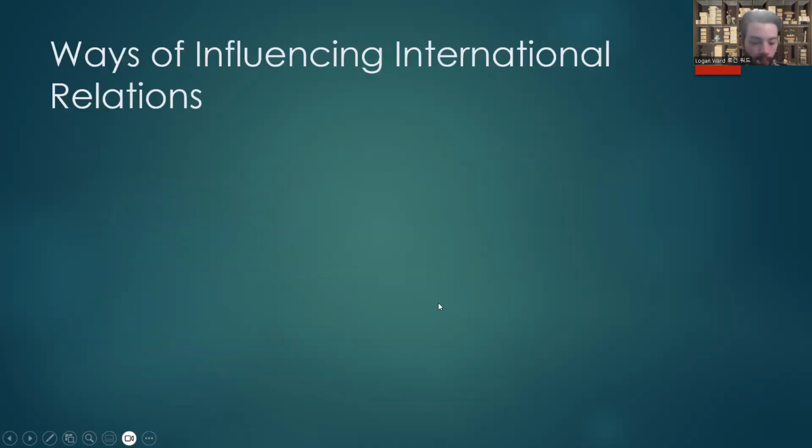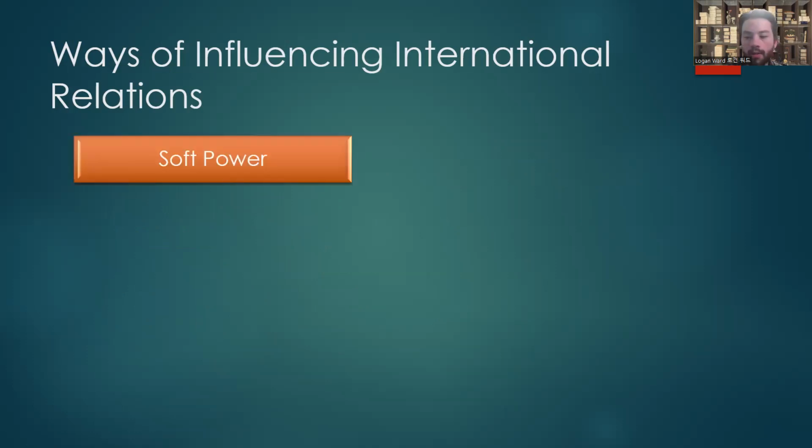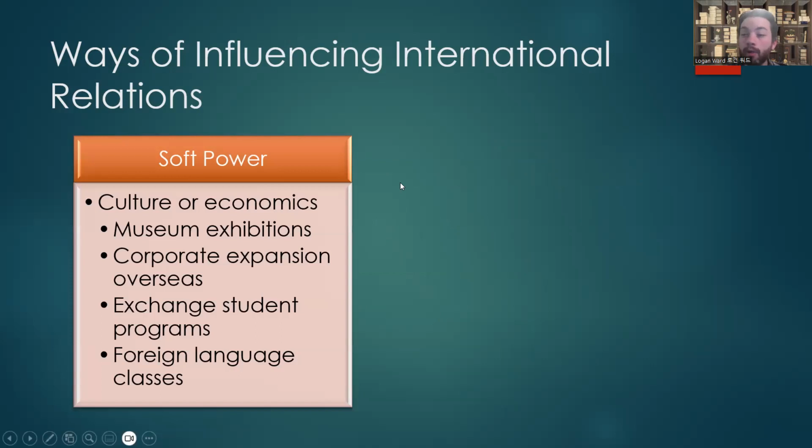So this exhibition is an example of what's called soft power. I don't think he uses this term in the article, even though he really should. So soft power, we've talked about this a little bit already, I think starting last week and maybe during Minjung Art too, is the use of culture or economics particularly to influence international relationships. So think about these museum exhibitions. The corporate expansion overseas can be a form of soft power.